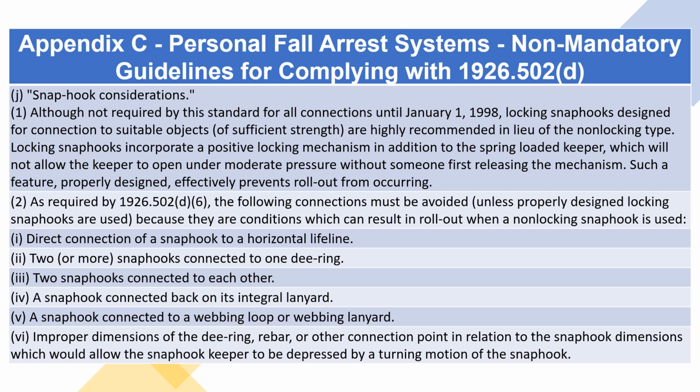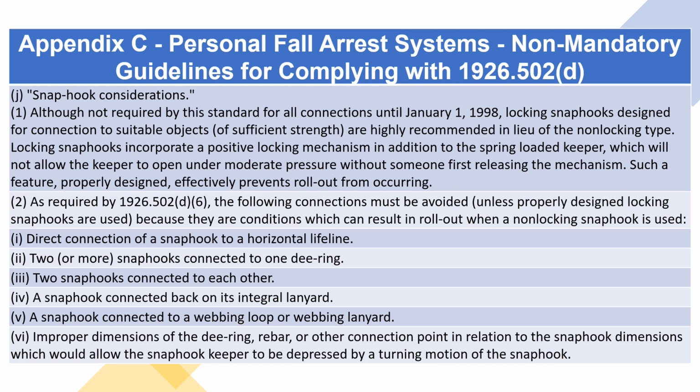2. As required by 1926.502(d)(6), the following connections must be avoided unless properly designed locking snap hooks are used, because they are conditions which can result in rollout when a non-locking snap hook is used. 1. Direct connection of a snap hook to a horizontal lifeline. 2. Two or more snap hooks connected to one D-ring. 3. Two snap hooks connected to each other. 4. A snap hook connected back on its integral lanyard. 5. A snap hook connected to a webbing loop or webbing lanyard.